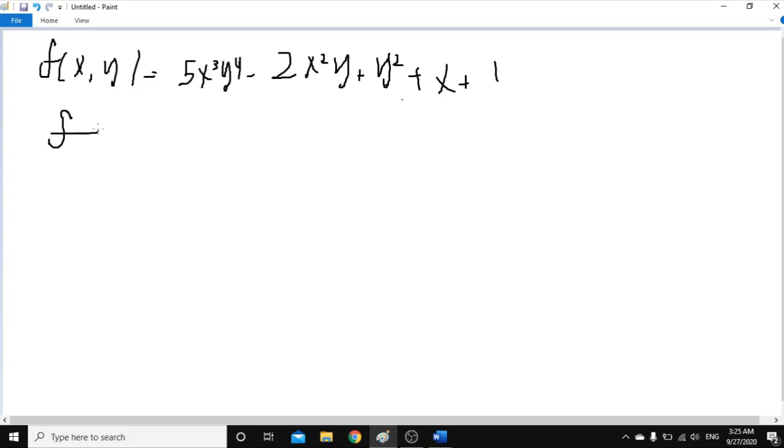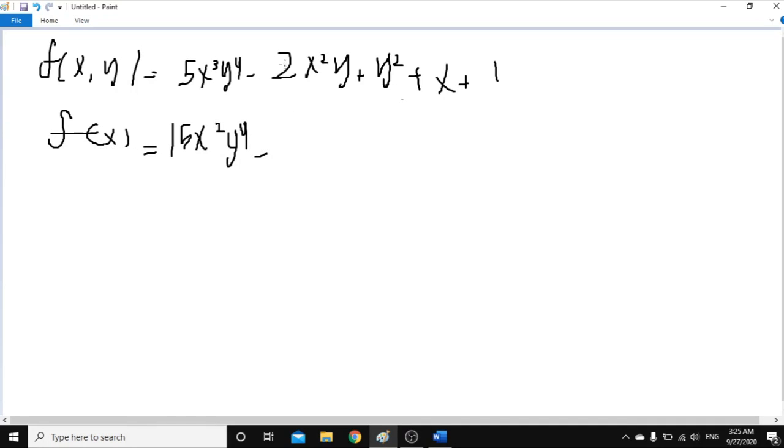So let's find the partial derivative with respect to x first. Here we're dealing with x, not with y, and notice that we're treating y as a constant number or variable because we're taking the derivative with respect to x, not y. So 5 times 3 is 15, x to the 3 minus 1 is 2, so 15x squared, and y we keep the same. Minus, here we're dealing again with respect to x.